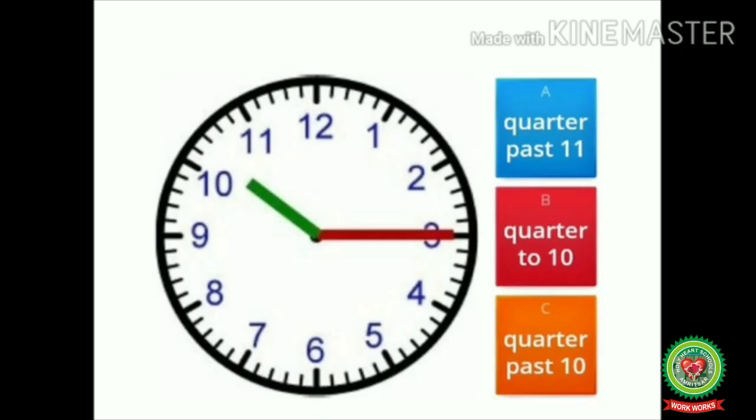Now look at the given clock. The shorthand is between 10 and 11 and the longhand is at 3. We have learned that when the longhand is at 3, that means 15 minutes has passed. And 15 minutes passed after 10 o'clock because the shorthand has not reached 11 yet. Longhand is at 3, shorthand is between 10 and 11, so we will write 10 first.